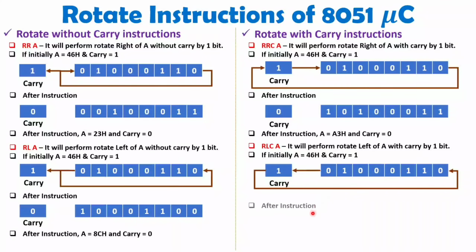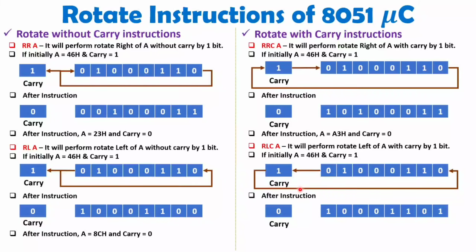So after execution you will observe that this 0 will come here in carry, so carry will become 0. This 1 of carry will go over here in the LSB of accumulator, and all these bits are getting shifted left by 1 bit. You see this 0 is coming here, 1 is coming here, this 1 is coming here, 0 0 0, and this 1 is getting shifted towards the left side. So after execution of the instruction, you will observe accumulator 1000 means 8 and 1101 means D. So 8D hex is the accumulator, and carry becomes 0.